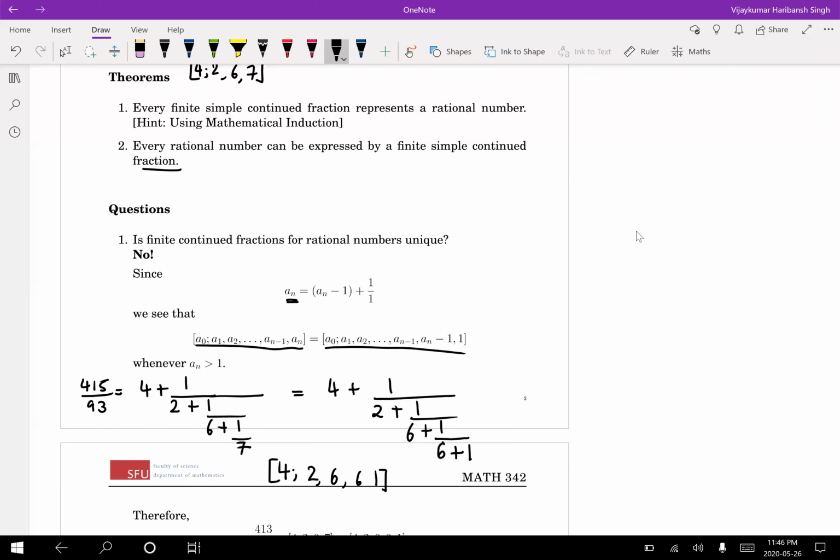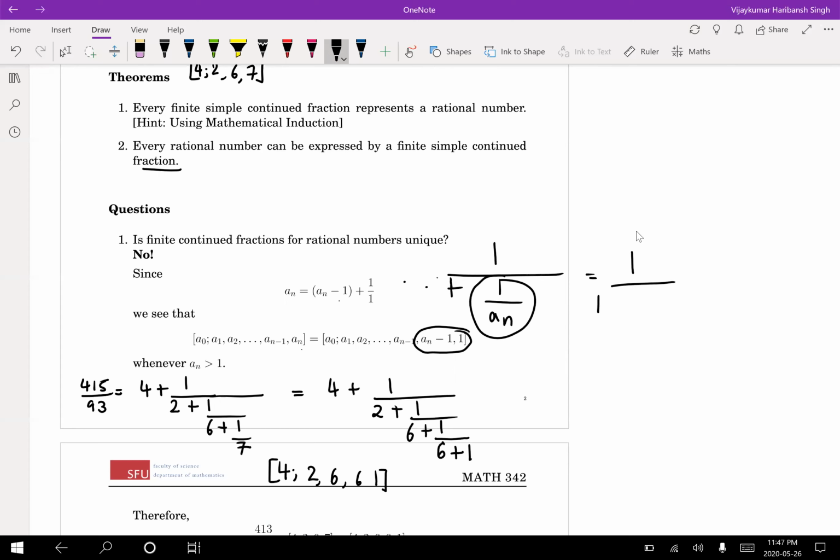In general, if you have a0, a1, dot, dot, dot, until an as a representation for your finite continued fraction, you can always take the last step and write it as an minus 1 comma 1. Why is that? Because an is the same as an minus 1 upon 1. So in the last step, instead of 1 upon an, you can write 1 upon an minus 1 plus 1 upon 1. And in that case, you'll get an extra 1. So this is the idea behind it.